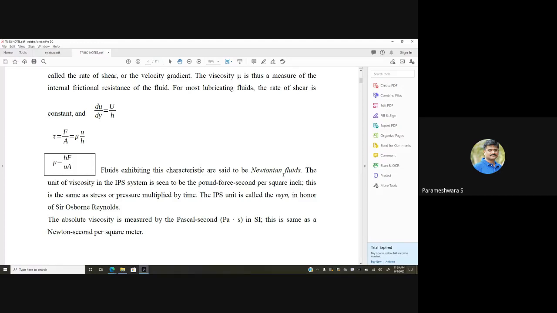Fluids can be classified into two types: Newtonian fluids and non-Newtonian fluids. Newtonian fluids are the ones which obey Newton's law of viscosity. Non-Newtonian fluids are the ones which don't obey Newton's law of viscosity.